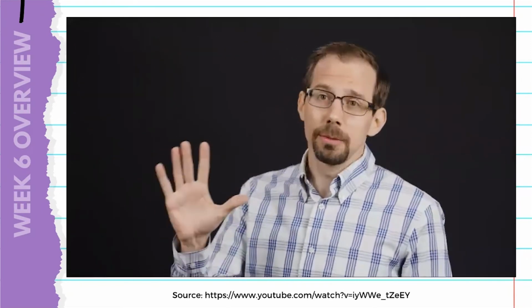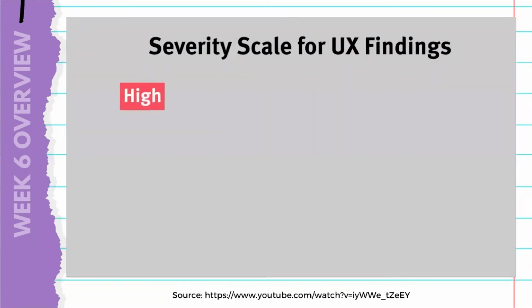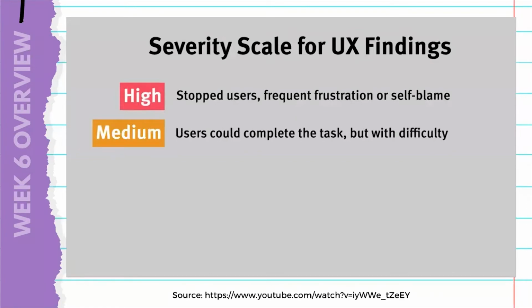Here's a good severity scale to use when communicating your findings. It has 5 ratings. High severity means the finding contributed to users stopping their task, or resulted in user frustration or self-blame for struggling with the experience. Medium severity means users could complete the task, but with observable frustration, notable slowdown, or after several attempts. Low severity means users could complete the task with just brief slowdown or confusion, or the finding is mostly cosmetic.